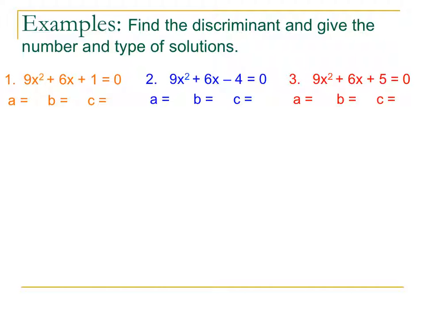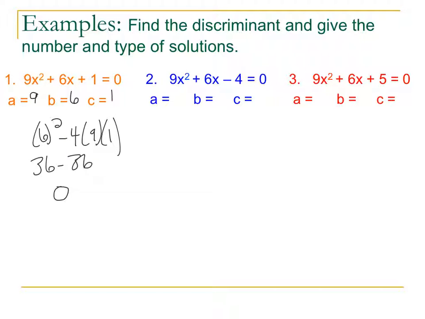For the first one, it's already in standard form. A is 9, B is 6, C is 1. We're going to go ahead and do 6 squared, or B squared, minus 4 times A times C. Something to keep in mind here, make sure you put the number in parentheses, especially when you square it. So this becomes 36 minus 36, and we get a discriminant of 0. So this means it is one solution, and that would have been a perfect square trinomial if we had to factor it.